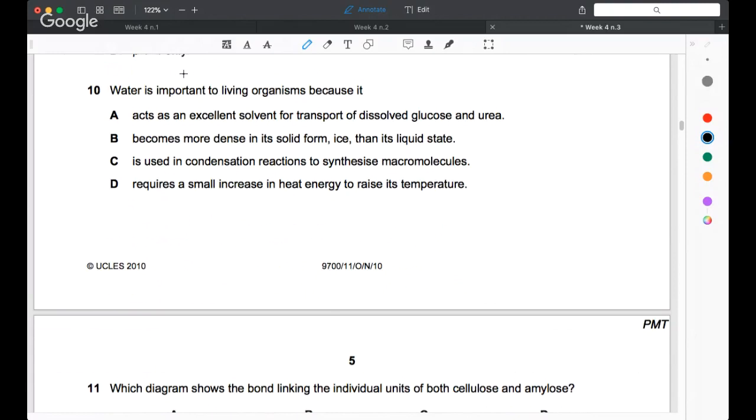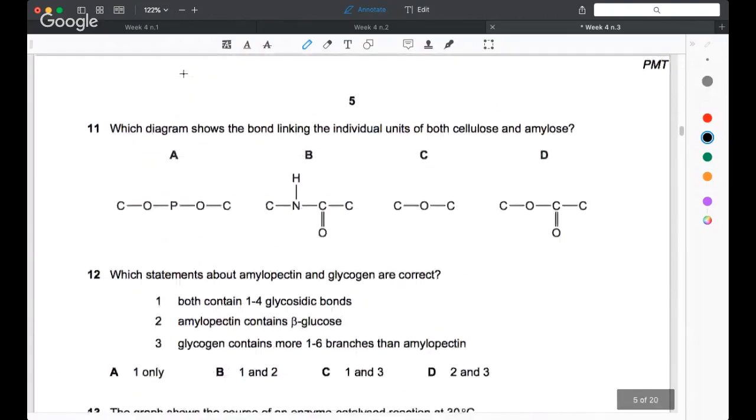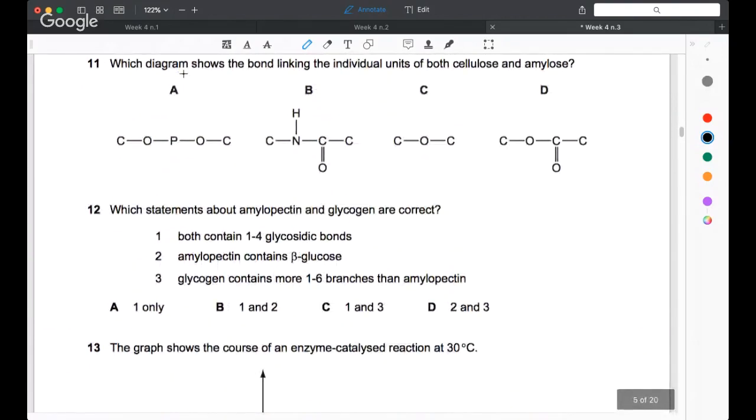What's that one? Condensation reactions. No, it's not used in condensation reactions. It's produced. Good. Very good. Okay. Good.